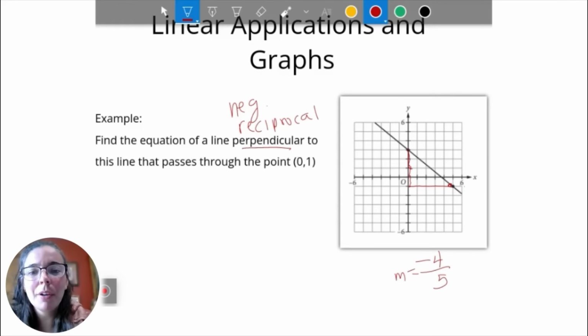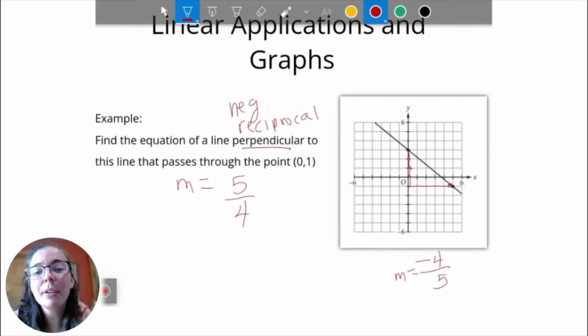So our new slope is going to be positive 5 over 4. And now this goes through the point 0, 1. So there are two things that we could do. We could either plug it into our point-slope form or our slope-intercept form. They give us a point of 0, 1.